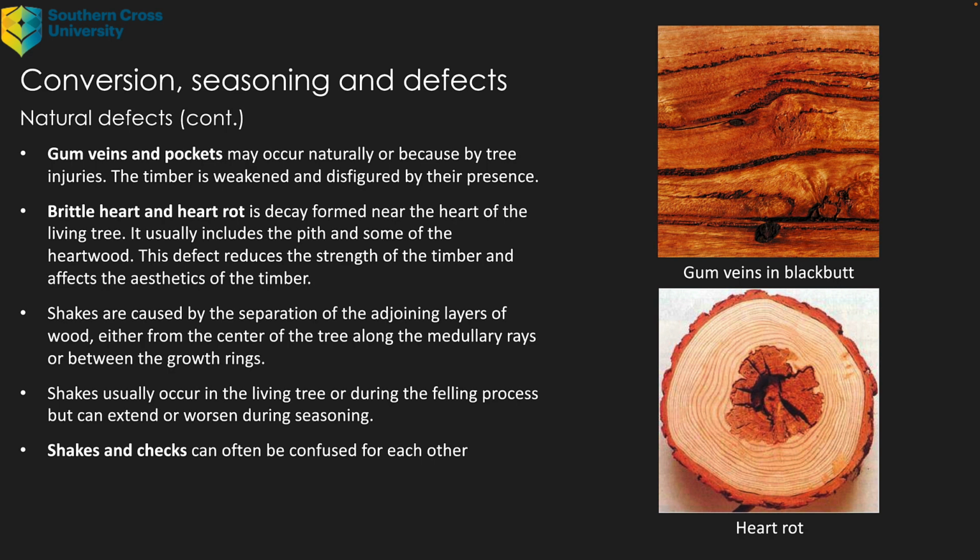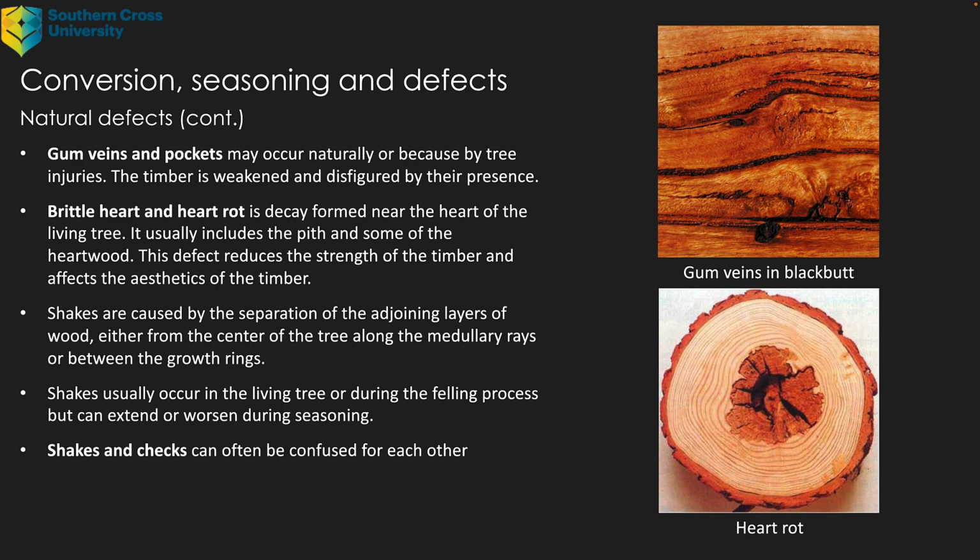Gum veins and pockets may occur naturally or be caused by tree injuries. The timber is weakened and disfigured by their presence. For example, you can see there gum veins in blackbutt. It's very common in blackbutt. And it's a bit like burls again. It depends on how you want to use the timber. For framing or structural materials, those gum veins will be problematic. But if you wanted to make a tabletop and perhaps use an epoxy finish over the top, then the appearance of them can be quite attractive.